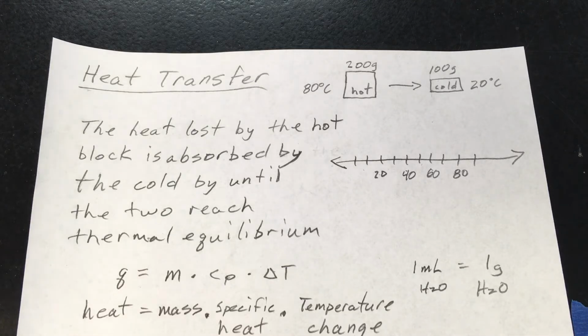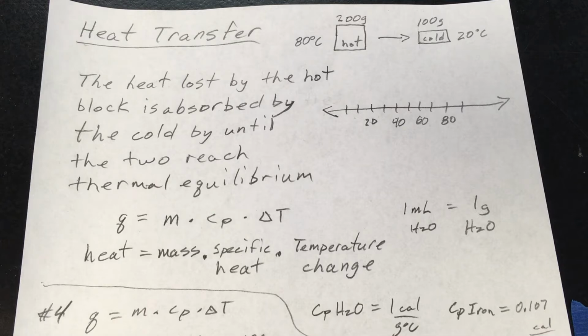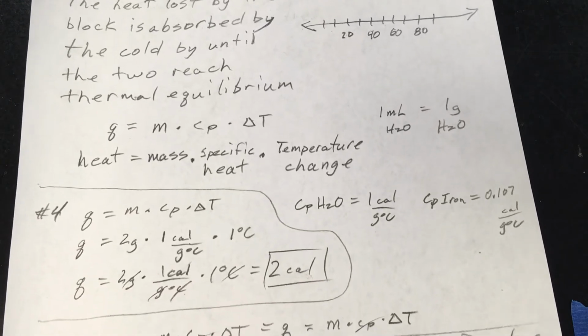So let's try to figure out how to solve these problems. First, we're going to use this equation: Q equals mCp delta T. Q is the heat transferred, m is the mass, the Cp, or sometimes just C, is the specific heat, and the delta T is the change in temperature. The specific heat is a characteristic of a substance that tells us how much heat it takes to raise 1 gram of it 1 degree Celsius.